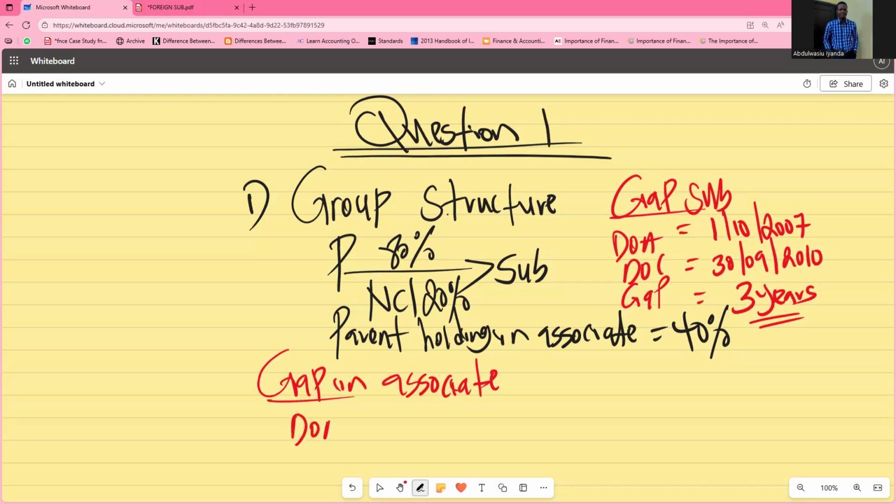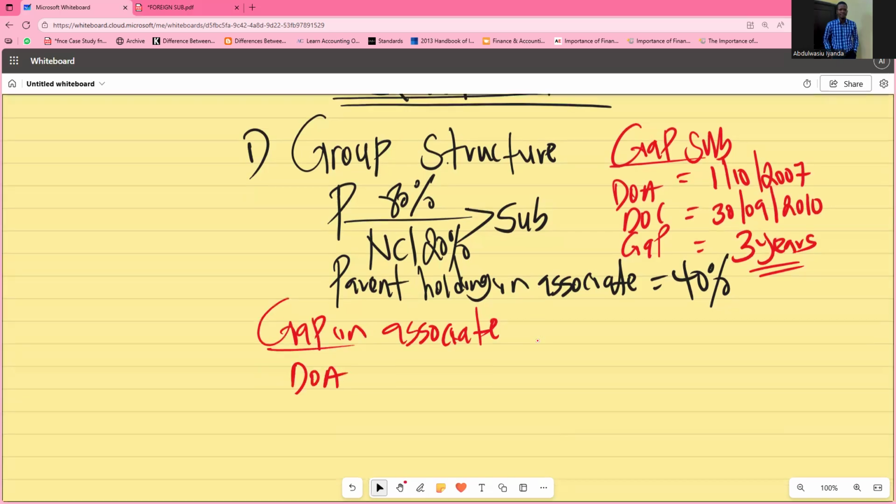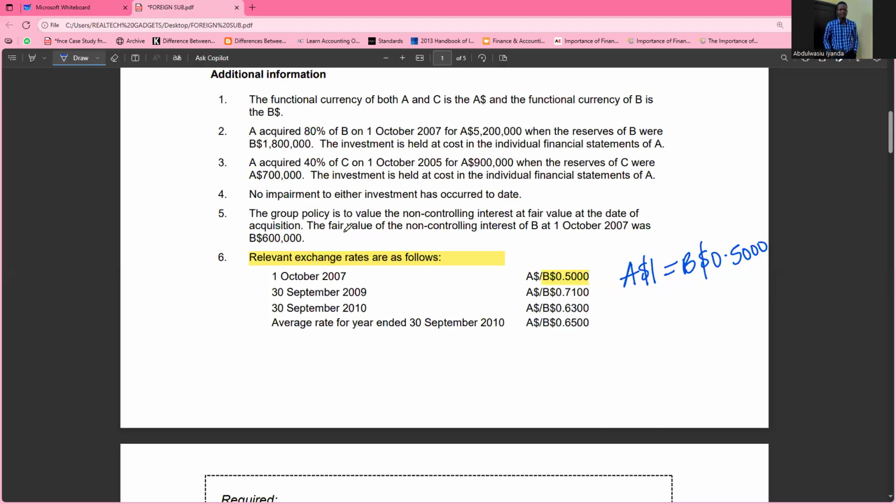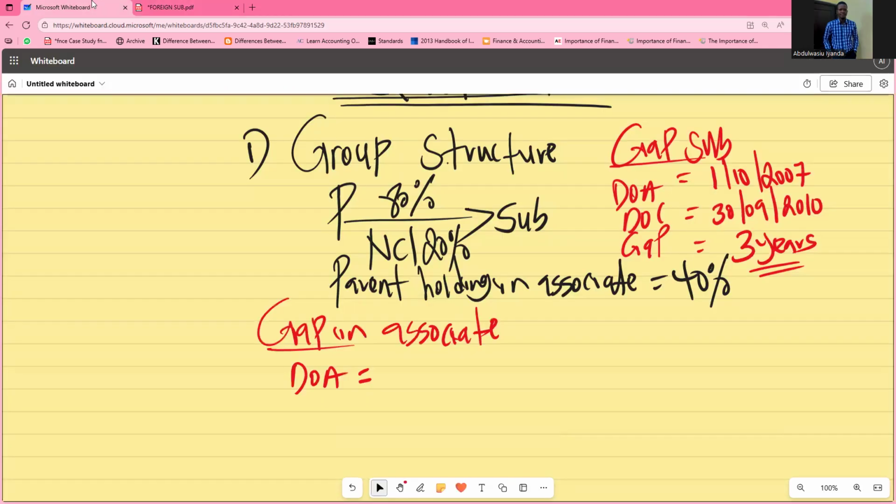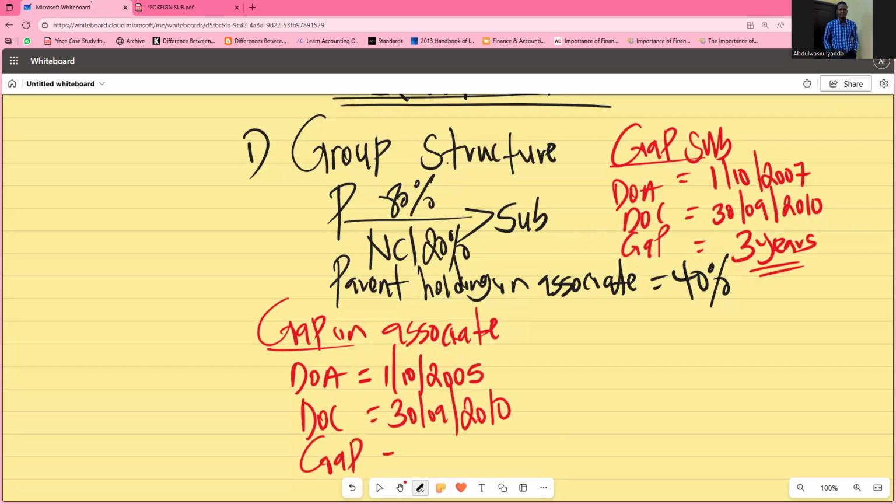So this is DOA. And DOA means date of acquisition. So you acquire on 1st of October 2005, and we are preparing accounts on 30th of September 2010. So automatically this one is, I think, 5 years back.